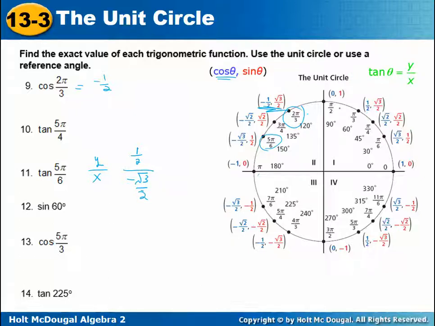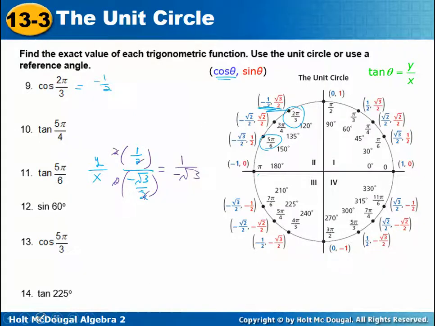Now, every one of these, if there's a fraction, the denominator is 2. Look at that. They're all 2's. So every time you're going to be able to simplify this fraction by just multiplying top and bottom by 2 and then simplifying what you have left. These 2's cancel and I get 1. These 2's cancel and I get negative square root of 3.